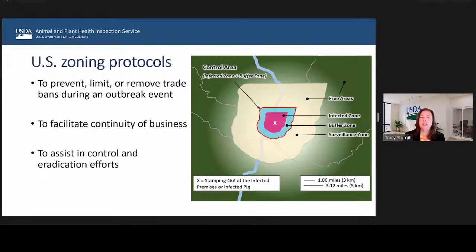Well, zoning recognition is a critical tool for maintaining trade from disease-free areas during an outbreak. And through zoning protocols with our trading partners, we can prevent, limit, or remove these trading bans such that an outbreak in one or a few U.S. states doesn't result in a ban for the entire U.S. And by establishing zones, movement of animals, products, and contaminated fomites can be restricted, thus creating epidemiological separation between the herds or the flocks of differing disease status and focusing our control and eradication efforts in those affected areas.